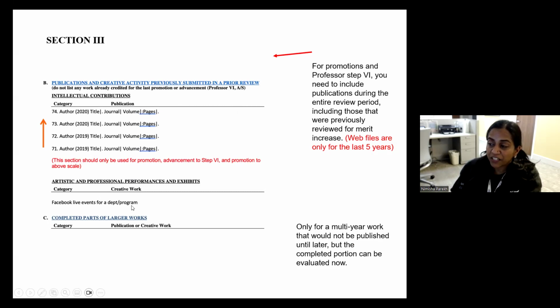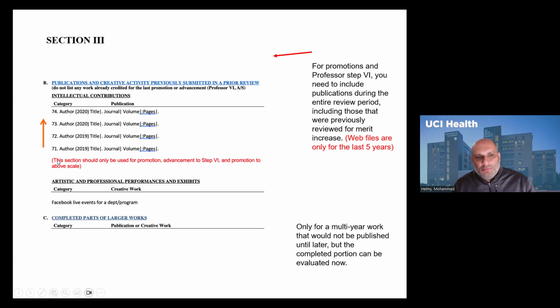Now, other parts of creative work: let's say you do artistic or professional performances or exhibits, you can include something here. If you are part of a completed part of larger works that was published, this is an area to put that in as well. The only other exception would be for mid-career appraisals, where the review period for the MCA is longer than a merit. So there may be some things submitted in 1 or 2 prior merit cycles that would resurface for an MCA review.